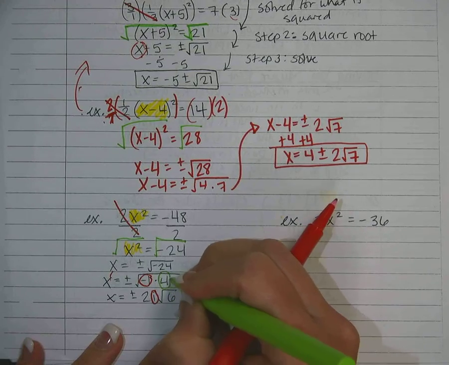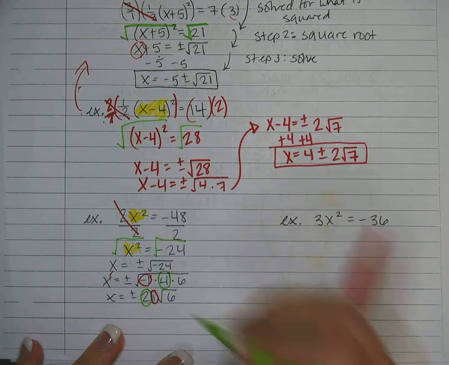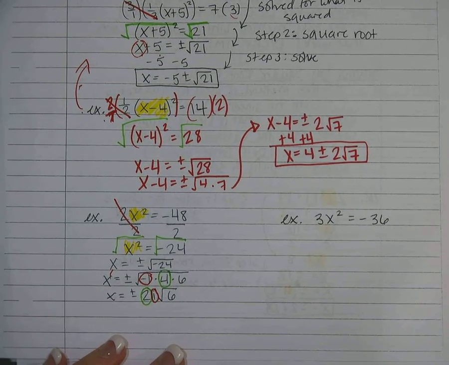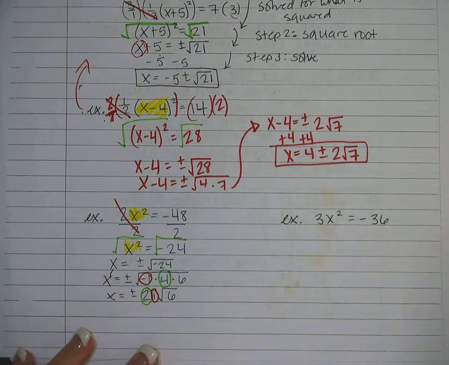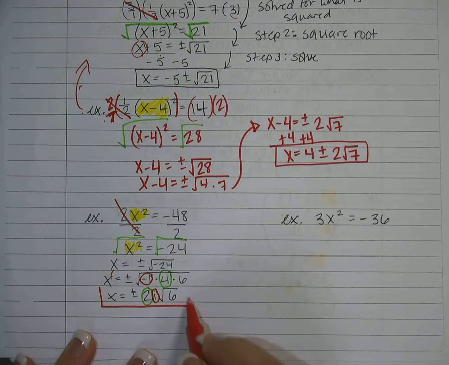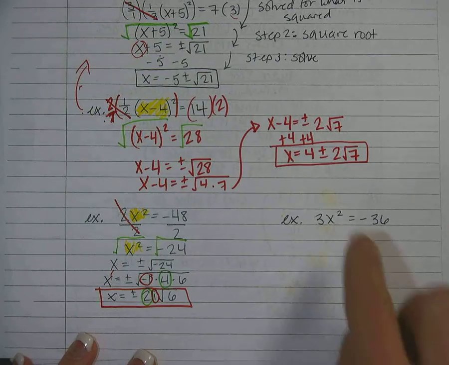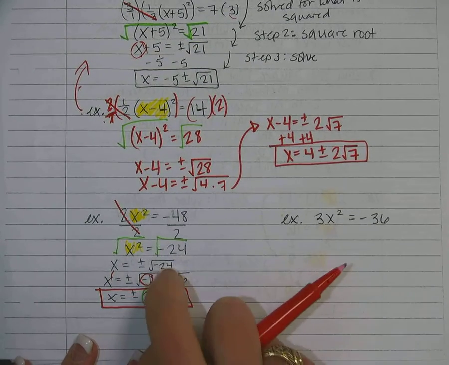And this 4 is going to come out as a 2, because the square root of 4 is 2. The 6 stays inside. And that's my answer. Y'all do this one now. It's almost exactly like this one.